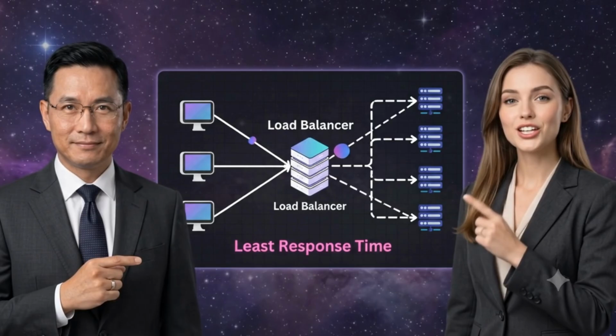And finally, write back. This is wild. You write a change, it hits the cache, and the cache instantly tells the user, success, data saved. But it actually hasn't saved it to the permanent database yet. It waits and updates the database asynchronously in the background. It's risky, but incredibly fast. The source used food delivery apps like Swiggy or Zomato as an example. Think about it.